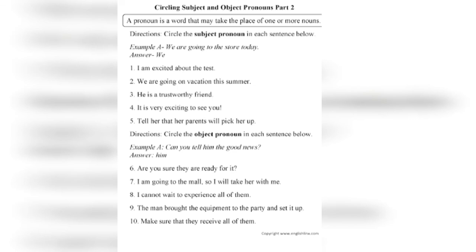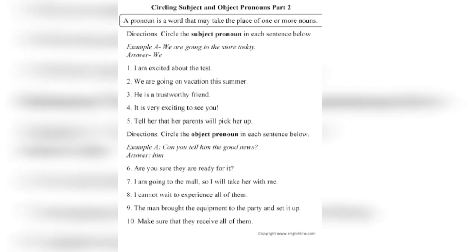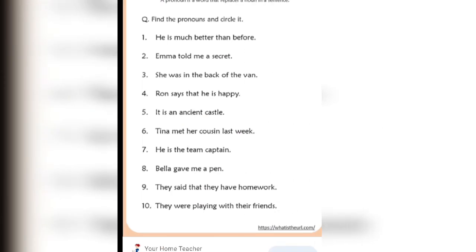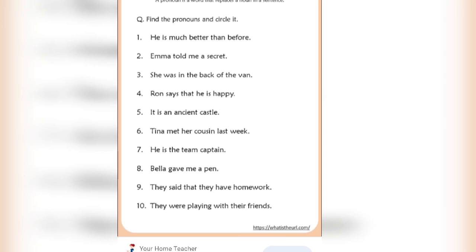Number 5, tell her that her parents will pick her up. Here, we have to circle the pronoun her. Tell her that her parents will pick her up. Okay? We will understand him, her, them in detail in the next class. This class you have to revise the pronouns he, she, it, they and we. Here you have to find the pronouns and circle them.